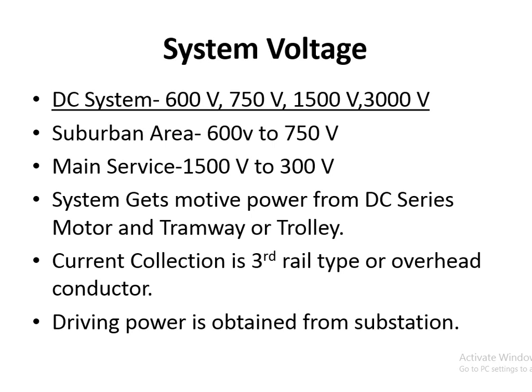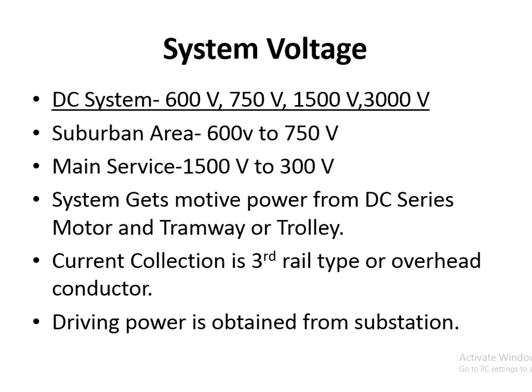Normally the area has been divided into two parts, the suburban area and the main service area. For the suburban area, DC voltage is supplied at 600 volt to 750 volt, and in the main service area the voltage is 1500 volt to 3000 volt. Now here in a DC system, a DC series motor is used, or the tramway or trolley is used.